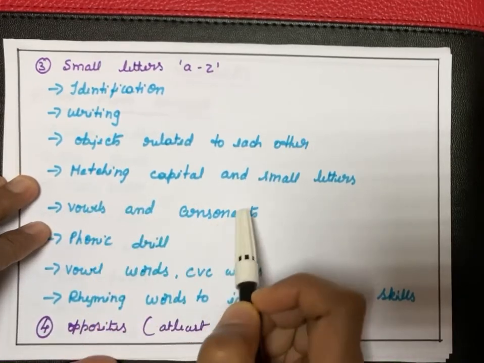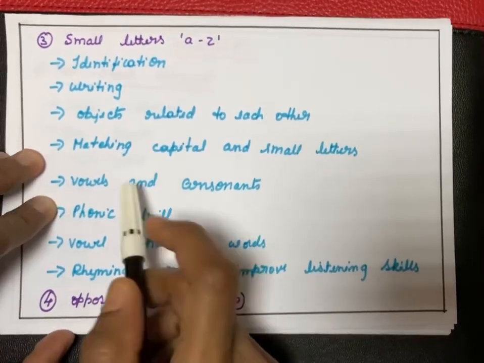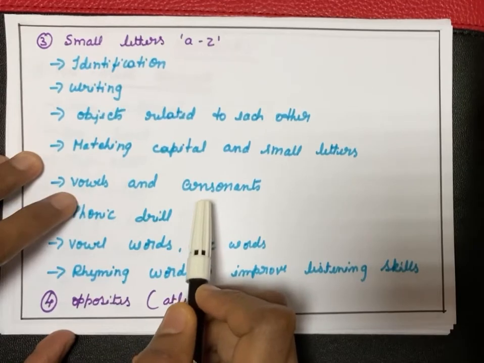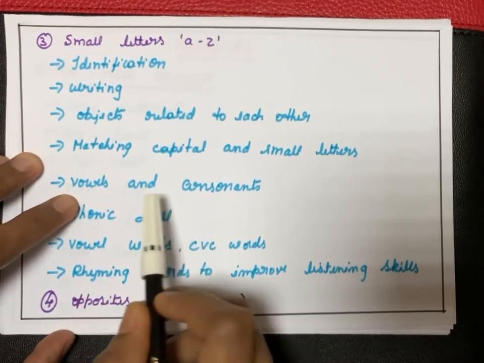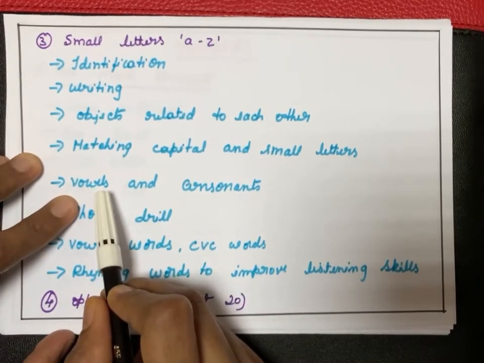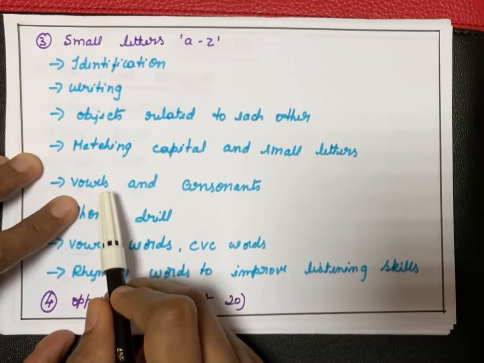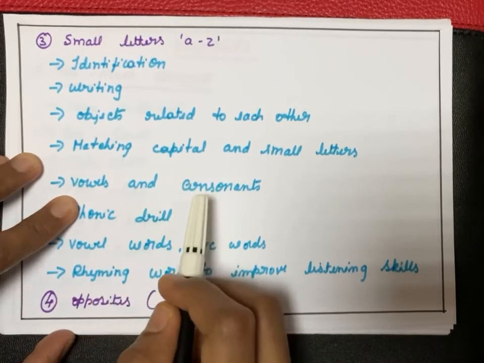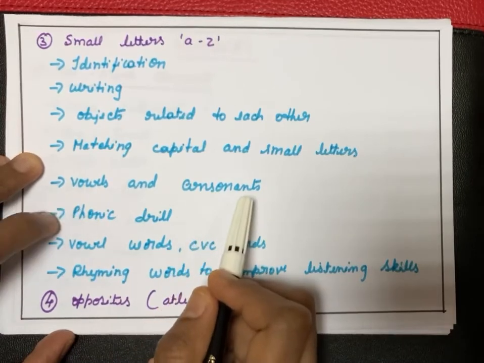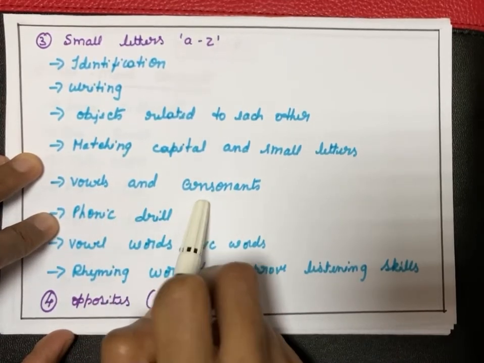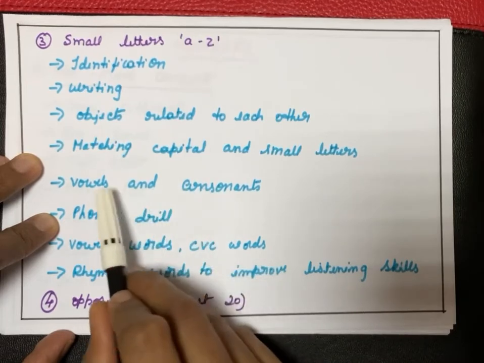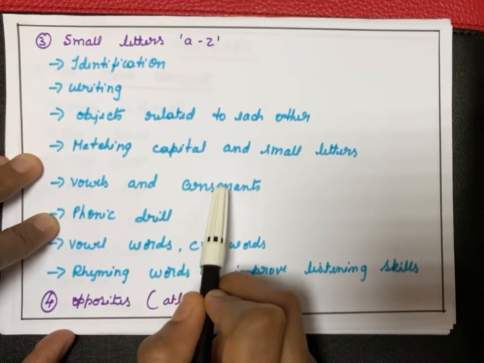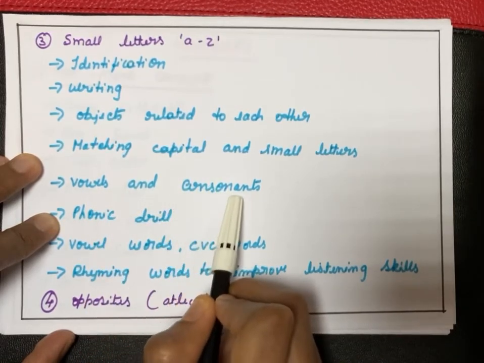Then vowels and consonants. Here you have to teach them the concept of vowels and consonants. There are 5 vowels in English, like A, E, I, O, U. These are vowels and the rest of the letters are consonants. So this topic you have to teach them. On this topic I will make a separate video, so you can check that video.